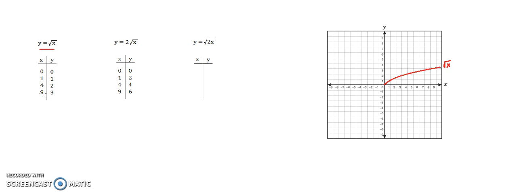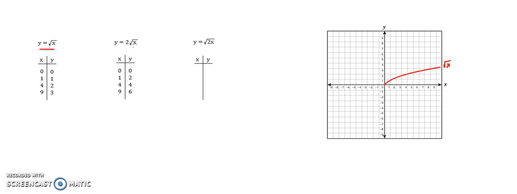We put in numbers that we can take the square root of, so 0, 1, 4, 9 are good numbers to plug in, and we get 0, 1, 2, 3 for our y values. Okay, so now what happens if we take a function that we know and we multiply by a number out front, so like 2, 3, 4, 5, something like that? Well, we would get something that looks like this.